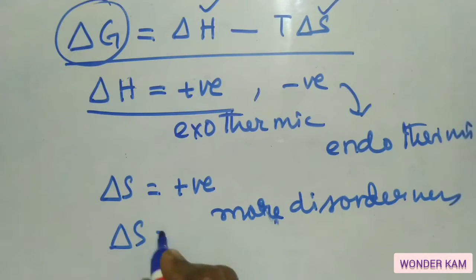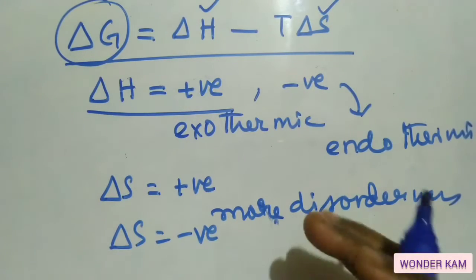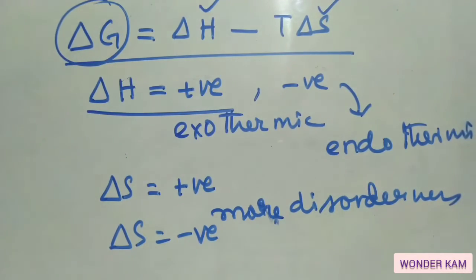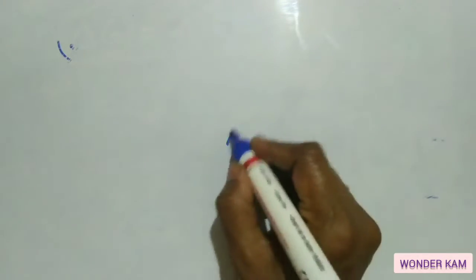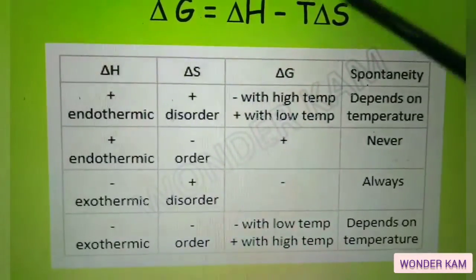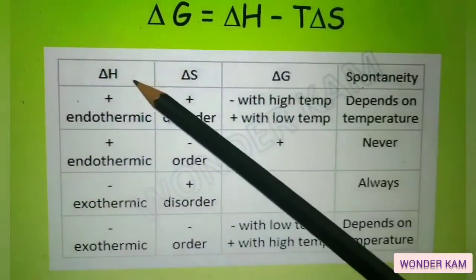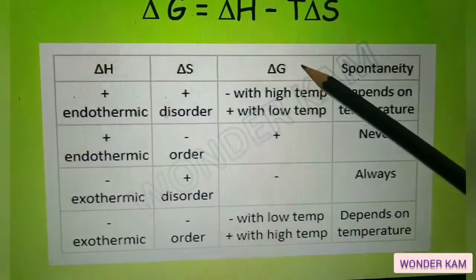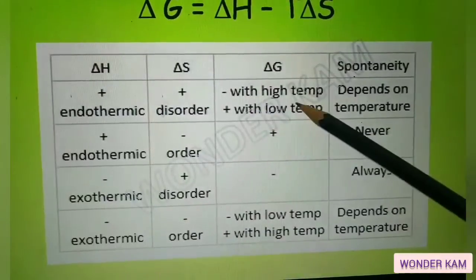Whereas when delta S is negative, it means entropy decreases, and this is supposed to be more ordered. So let us see the different conditions of this delta S as well as delta H, where we can find delta G to be negative. Just see this table. When both the values of delta H as well as delta S are positive, then the spontaneity of the reaction depends on temperature.